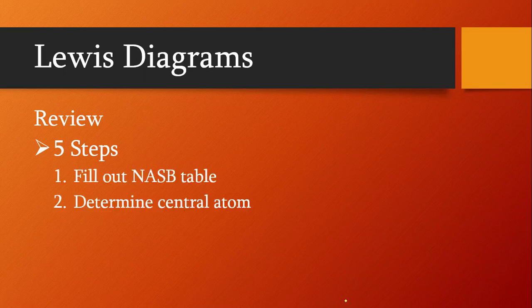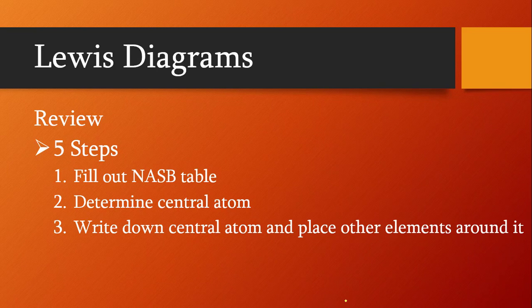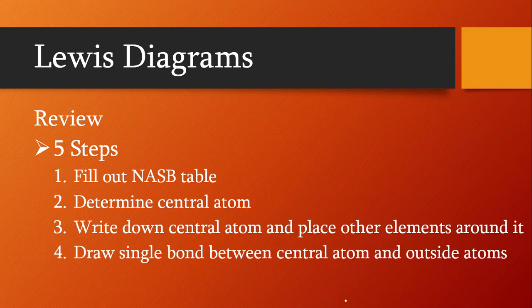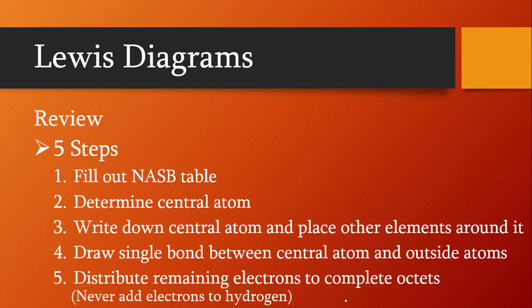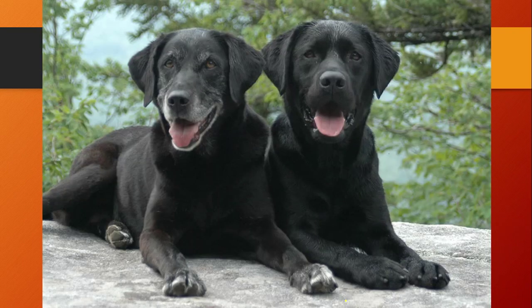Fill out the table. Figure out the central atom. Write down the central atom and place the other elements around it. Draw a single bond between the central atom and the outside atoms. Then distribute the remaining electrons to complete the octets, and you're done. So this is the initial introduction to Lewis diagrams. We're not finished with them. We still haven't talked about double or triple bonds, but the next video will deal with those topics.